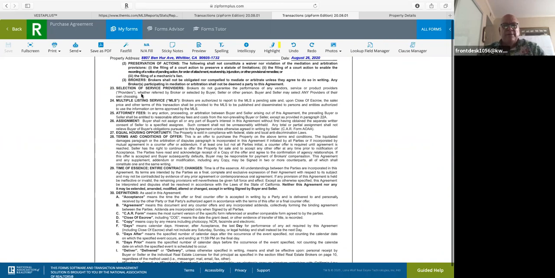An important item here, number 23, is selection of service providers. The broker does not guarantee the performance of any vendor, service, or product providers, which were referred to by the broker or selected by buyer or seller or other person. Buyer and seller may select any providers of their choosing.